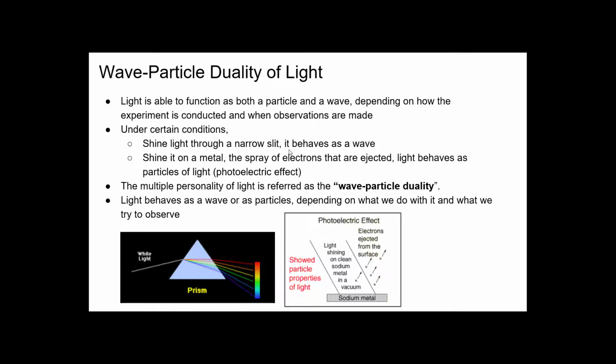Light is able to function as both a particle and a wave based on the experiments that were conducted, and this is exactly what they saw. In some experiments they saw light as a particle, and in others it was more like a wave. So now they have realized that they need two different theories to explain the behavior of light. Under certain conditions, you can shine light through a narrow slit, and you will see it behave as a wave. But if you shine a light on a metal, the spray of electrons that are ejected shows the light behaving as a particle. So let me explain here.